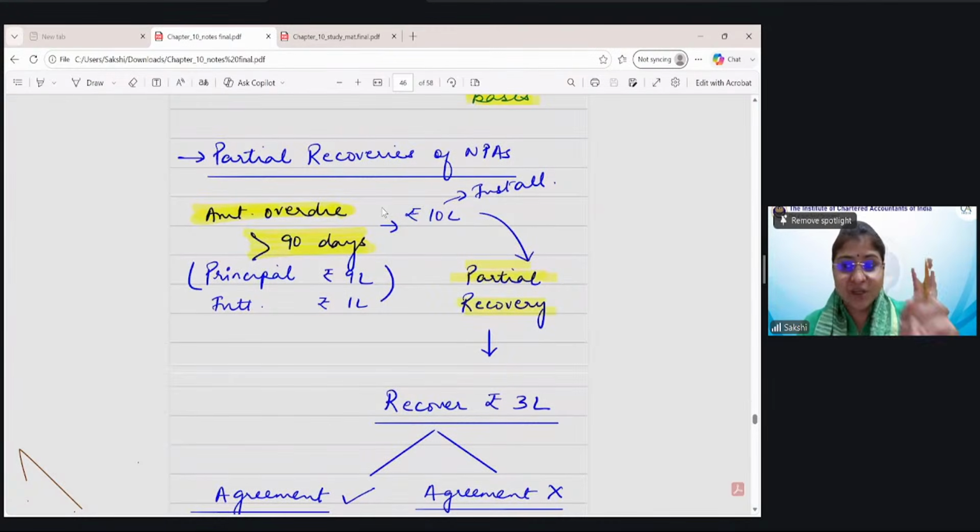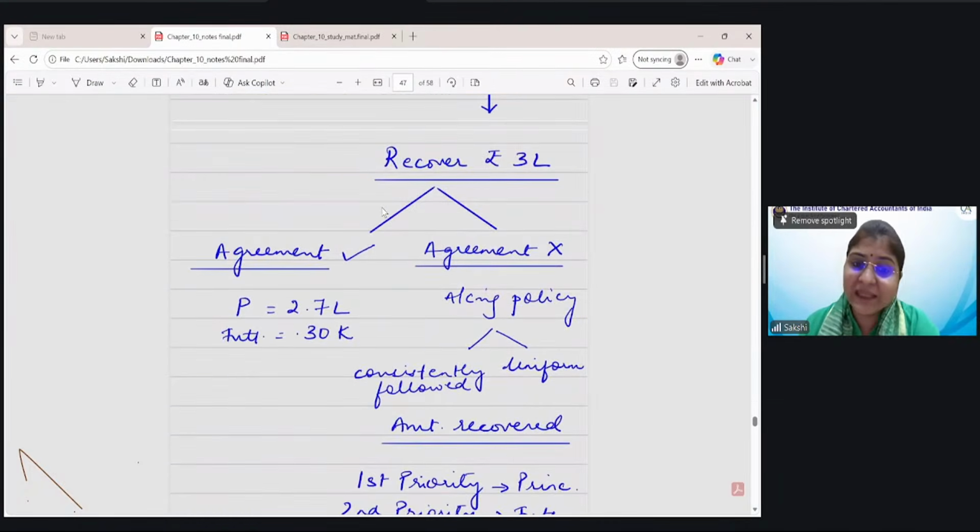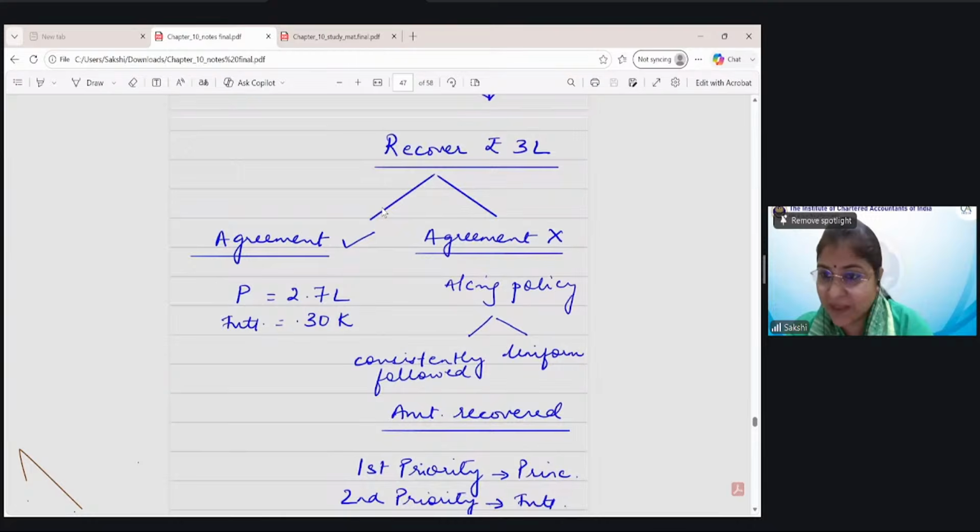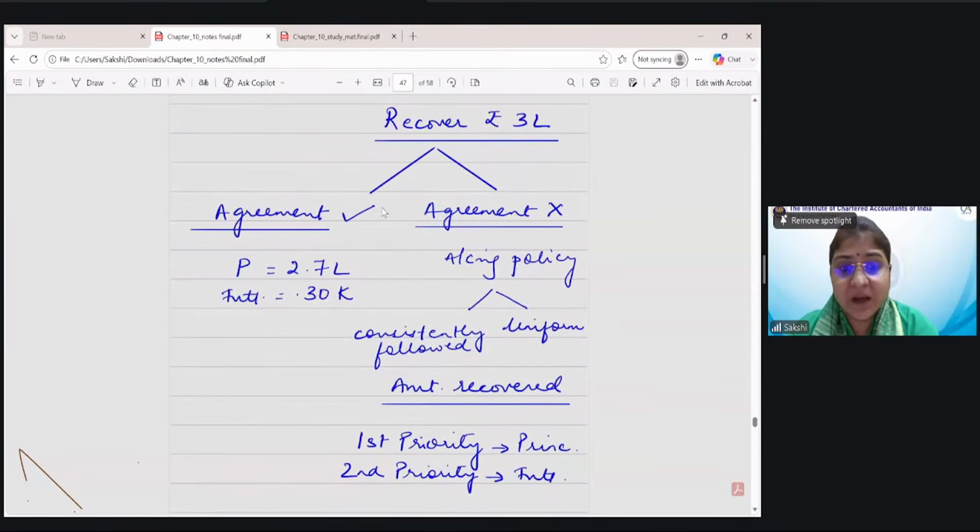Now, there are two solutions for the bank. Either there was an agreement with the bank which said that principal will be 2.7 lakhs and interest will be 30,000, meaning they have divided the ratio, that this percentage will be towards principal and this percentage towards the interest. Either there was some kind of agreement. So we say, okay, of 3 lakhs, 2.7 towards principal and 30,000 towards interest. Okay, fine. But in case there was no agreement of such sort, now what will the bank do?